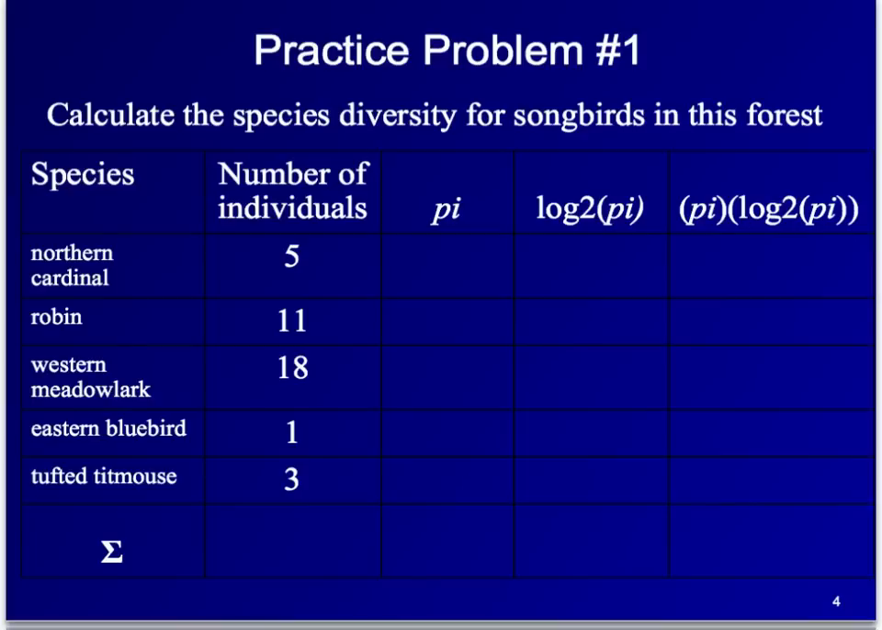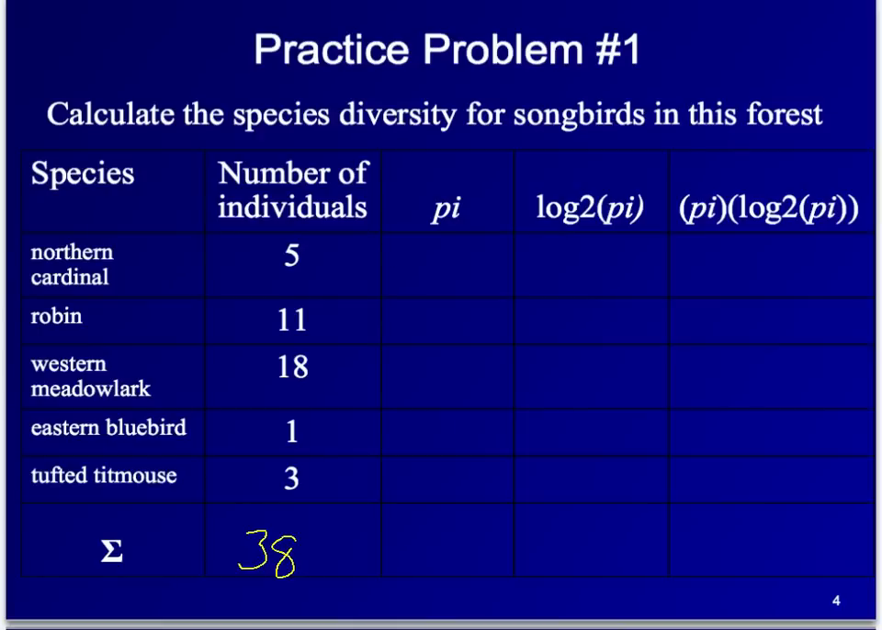The first thing that you need to do when working these problems is to add up the total number of individuals in your sample. In this case, you've got 5 plus 11 plus 18 plus 1 plus 3, and altogether that equals 38. Then to determine P sub I, you take the number of individuals of each species and divide it by the total of your sample size. So for cardinals, it's 5 divided by 38, which equals 0.132.